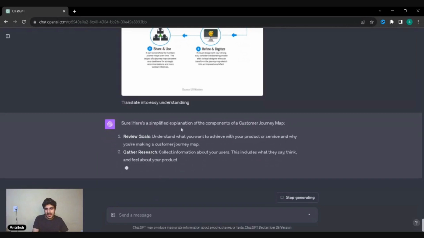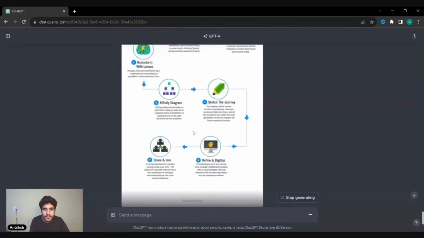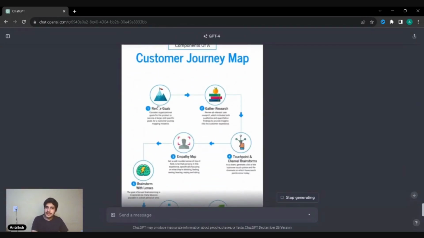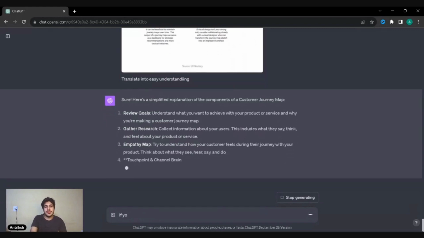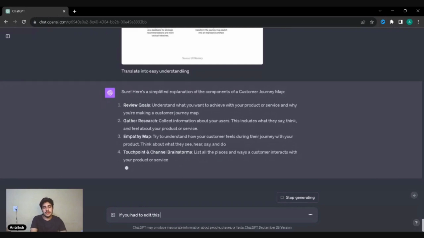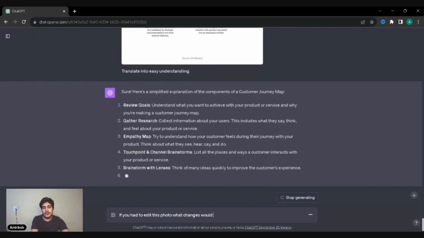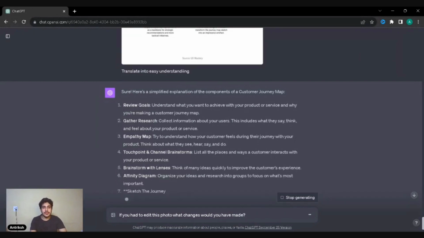So there you go. Here's a simplified version of the components of a customer journey map. It's a customer journey map as it's written. Review goals, gather research. If you had to edit this photo, what changes would you have made? Right, so it's obviously going there.